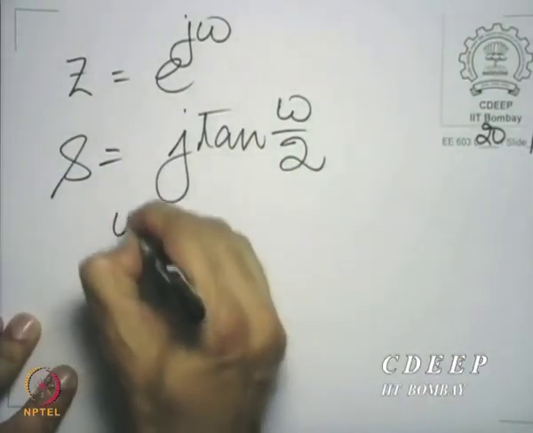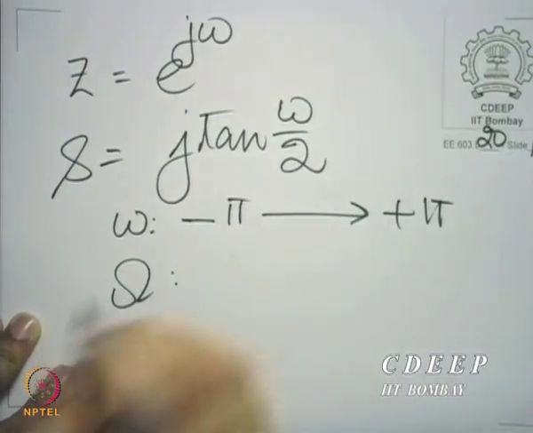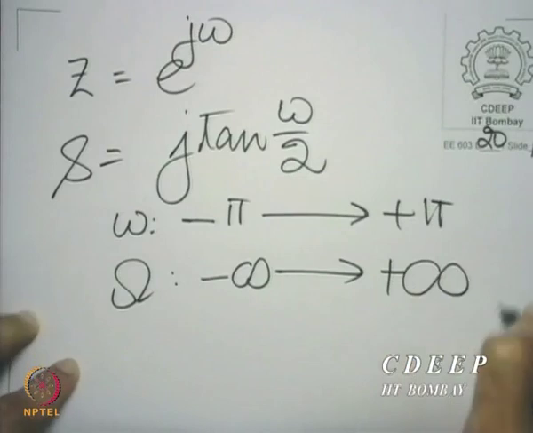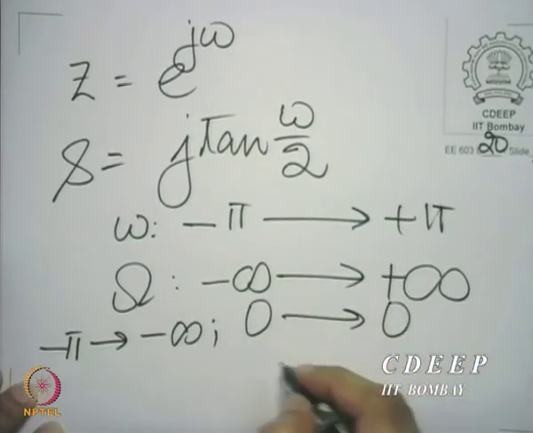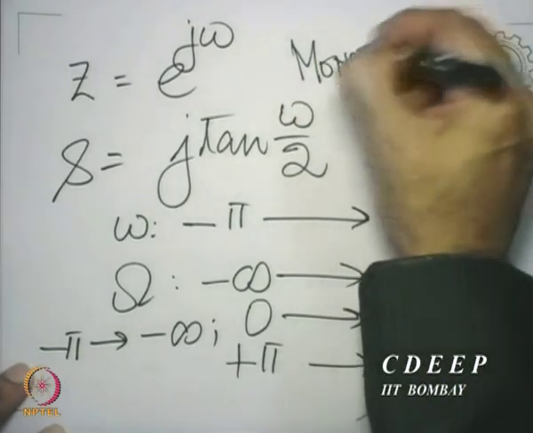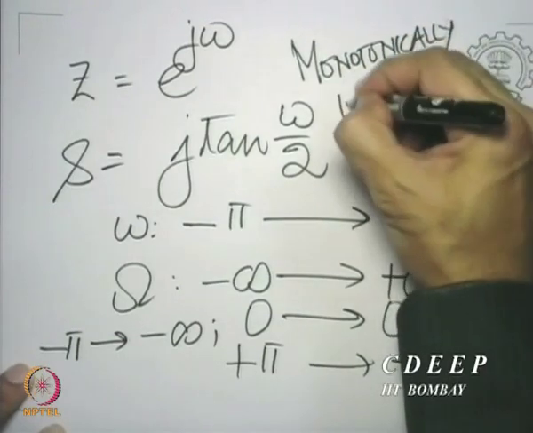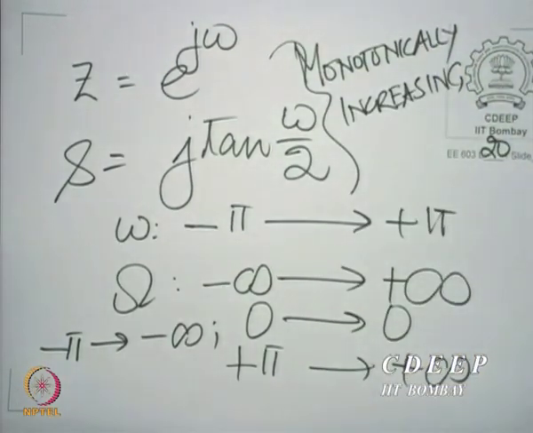So, the good thing is omega going from minus pi towards plus pi takes you from capital omega going all over from minus to plus infinity. Minus pi goes to minus infinity, 0 goes to 0 and plus pi goes to plus infinity. And this is monotonically increasing. All that we wanted out of the mapping between the unit circle and the imaginary axis has been satisfied. Is that correct?